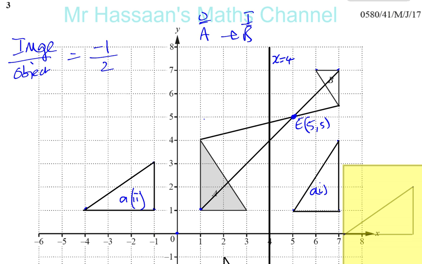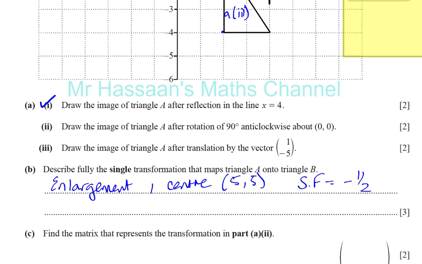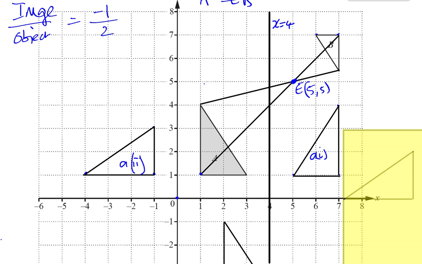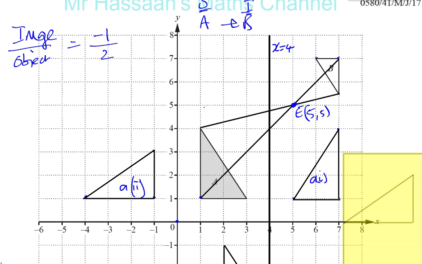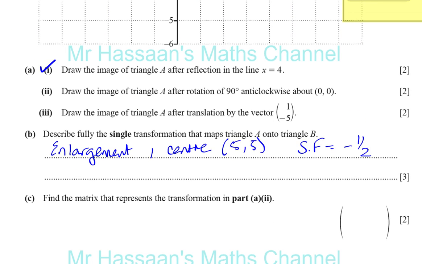The negative tells you that it's upside down, and the actual value tells you how much each length is smaller or bigger than the original in the object and image. So that's how you work out how to describe that fully. You need 3 things for enlargement. You say it's enlargement, you give the center of enlargement, which I taught you how to find, and the scale factor of enlargement. If they're upside down in relation to each other, you'll see that the end result will be negative.